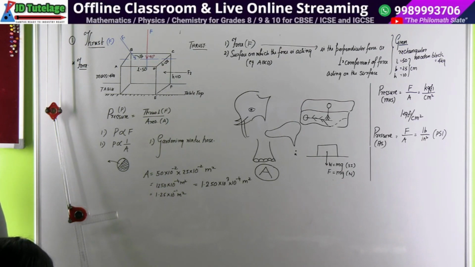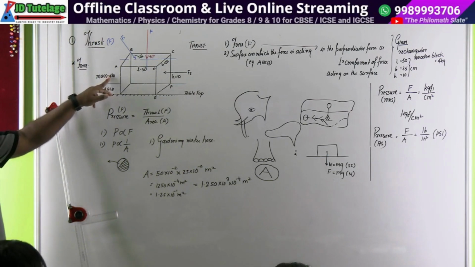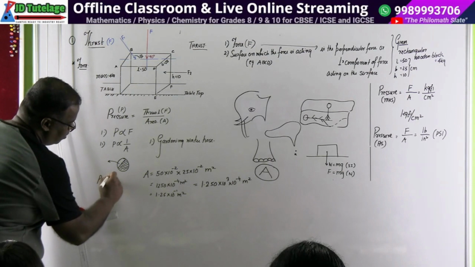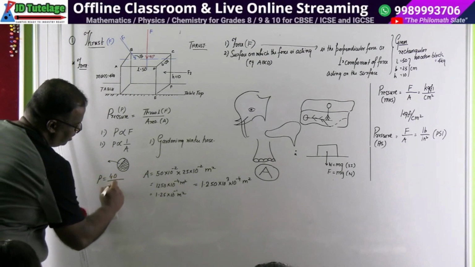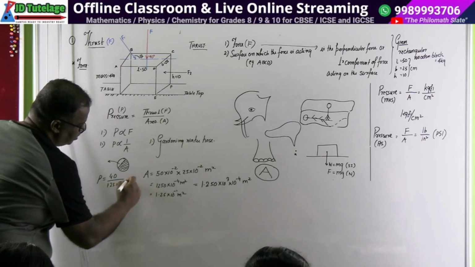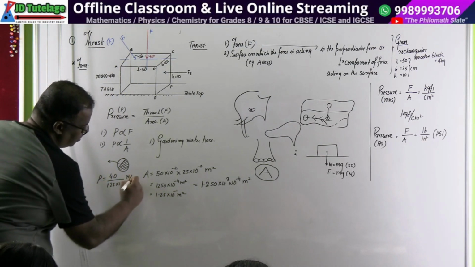And what is the weight? 40 kg. 40 kgf नहीं है, 40 Newton. Mass is how much? 4 kg. फिर गलत बोल रहे हो. Mass is 4 kg. So weight is 40 Newton. So the pressure should be equal to 40 divided by 1.25 into 10 to the power minus 1. So this is Newton per meter square.